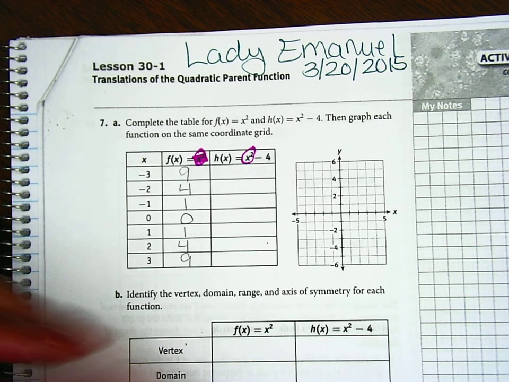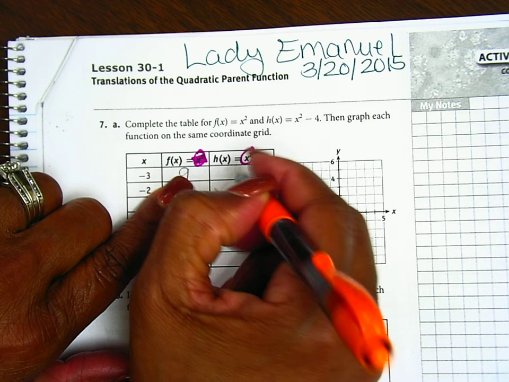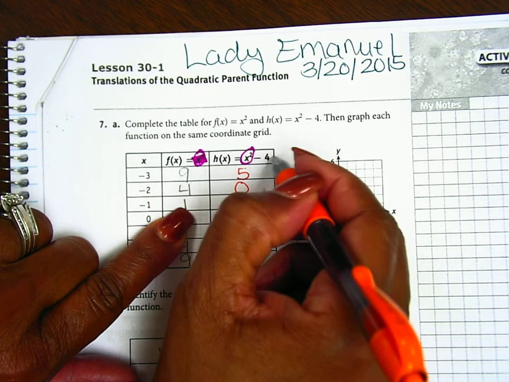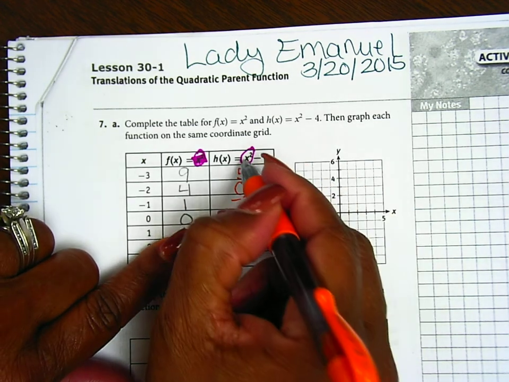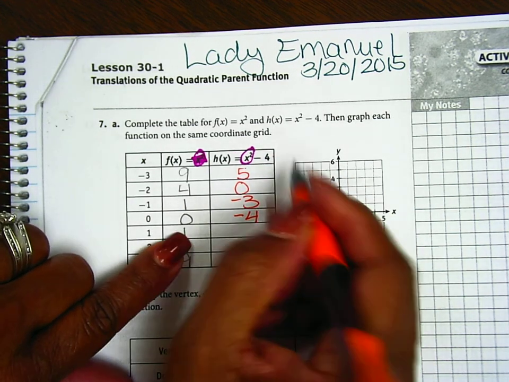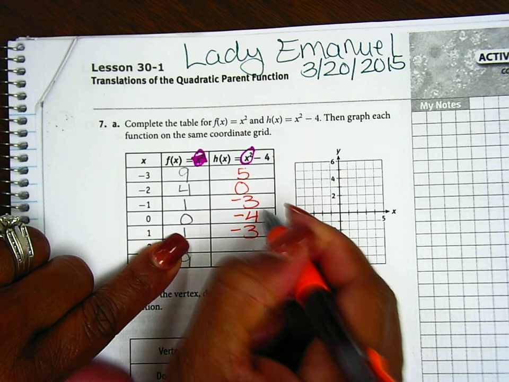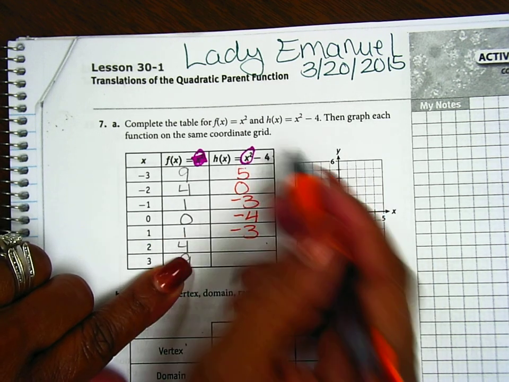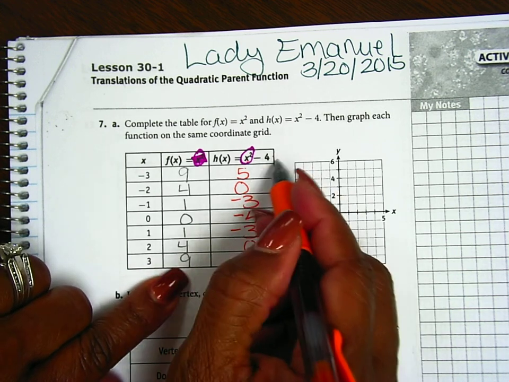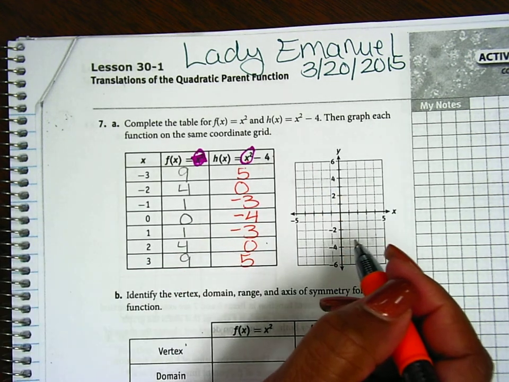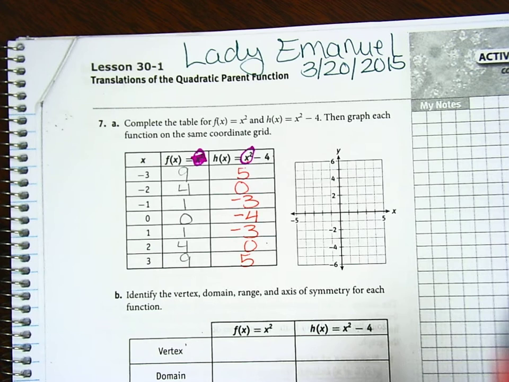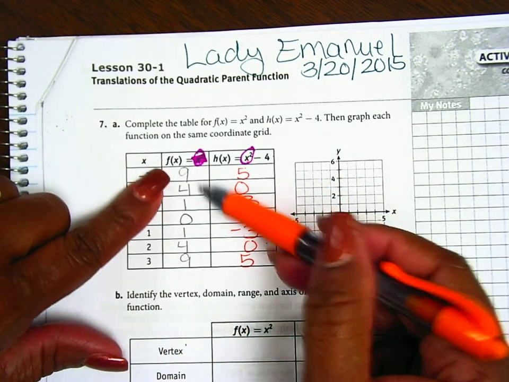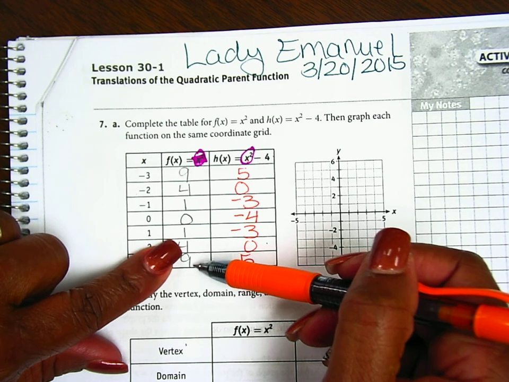So let's do that. And yes, you can do it in your head, if you will. 9 minus 4 would give me 5. 4 minus 4 is 0. 1 minus 4 is negative 3. 0 minus 4 is negative 4. 1 minus 4 is negative 3. Look, it starts repeating. That lets me know it's quadratic. Then we have 4 minus 4 is 0, and 9 minus 4 is 5. Okay, so there we have our y values for the function h of x, and our y values for the parent function f of x.